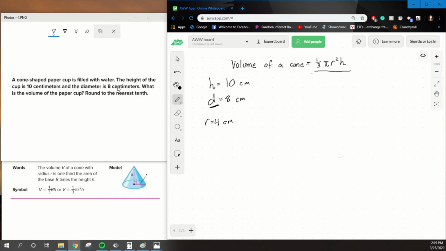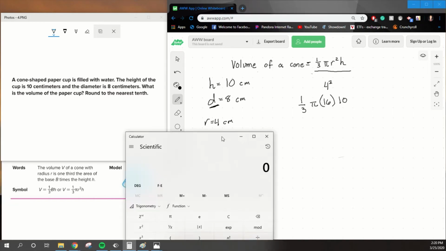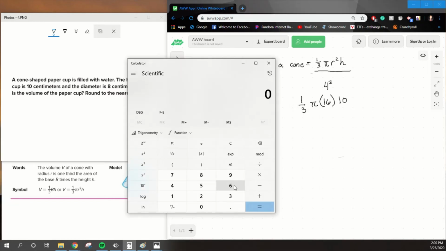Find the volume of the paper cup, round to the nearest tenth. So let's go ahead and solve this problem now that we have figured out the diameter was just a distractor with that 8. So we have 1/3 pi times our radius, which is 4, squared. 4 times 4 is 16, times our height of 10. I got that 16 by doing 4 squared. So let's plug that into your handy dandy calculator. Let's just do the multiplication, divided by 3 again. I like that strategy better.